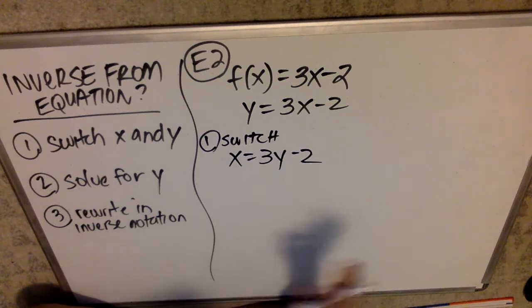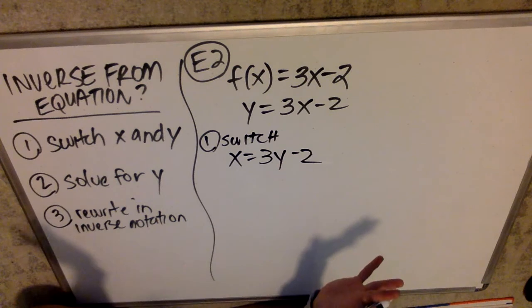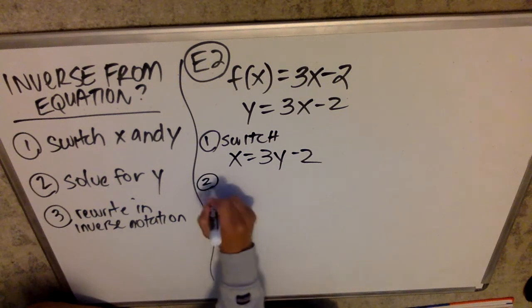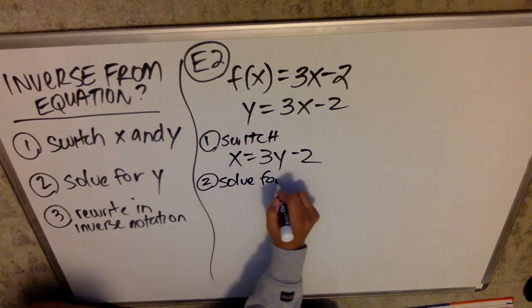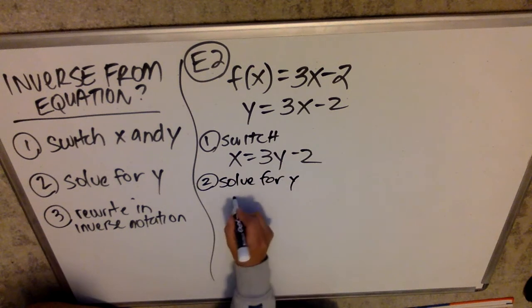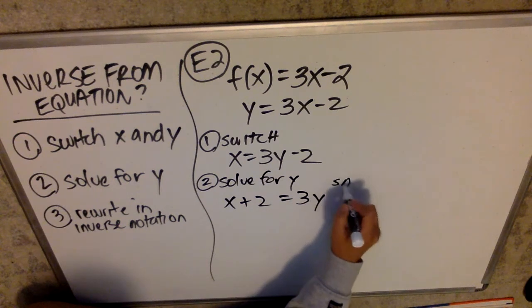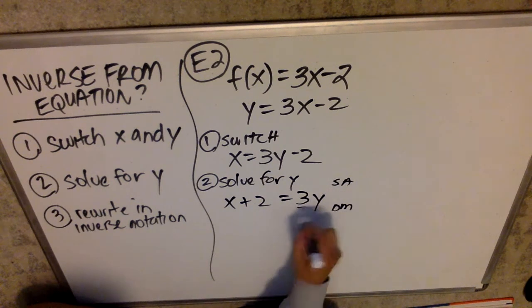This is the thing you can only do when you're finding an inverse function. You can't just go around switching variables, right? Now I'm going to solve for y. So I'm going to add the 2 over, right? I'm going to do subtraction and addition first, and then we do our division and multiplication. We're doing that SAD method that we practiced.